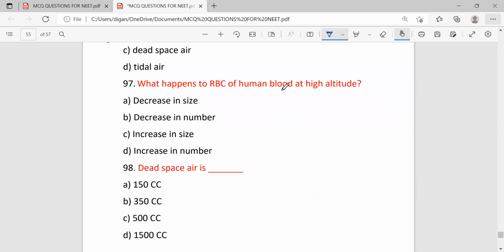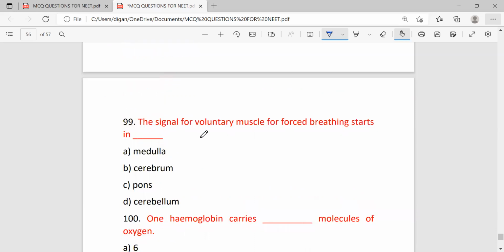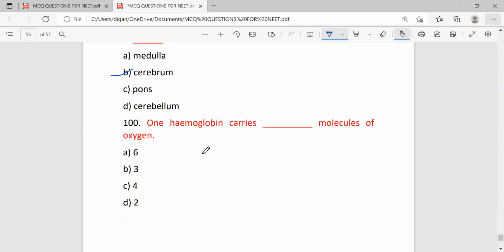What happens to RBC of human blood at high altitude? For 97, correct option is D, increase in number. Dead space air is, for 98, correct option is 150 cc. 99, the signal for voluntary muscle for forced breathing starts in option number B, cerebrum. And last question, question number 100. One hemoglobin carries dash molecules of oxygen. I think you all know it. It is option number 4, that is 4 oxygen. 4 oxygen molecules are carried by 1 molecule of hemoglobin.